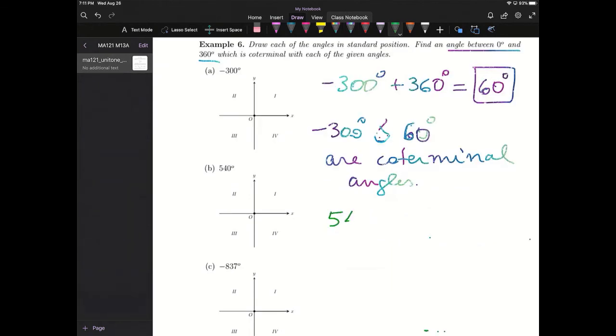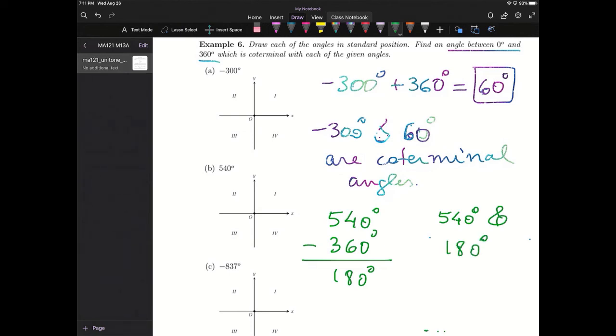So we have 540 degrees. And we want to subtract to bring down the number to something between 0 and 360. So let me subtract once. So if you subtract, you can see you get 180 degrees. And that number is between 0 and 360 degrees, positive. So both 540 and 180 are coterminal.